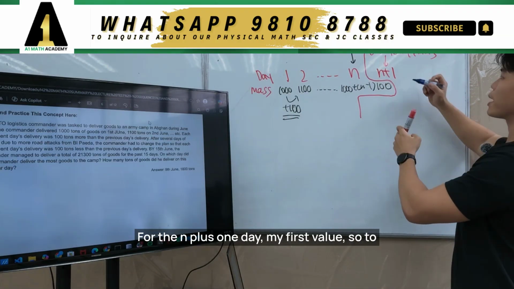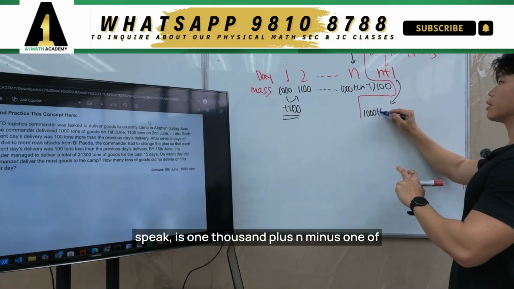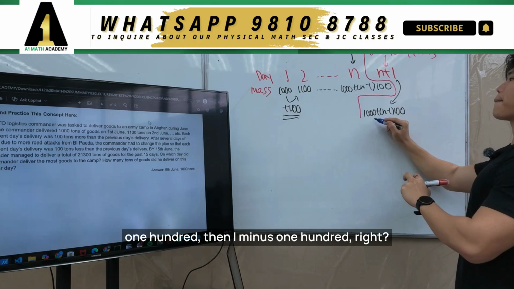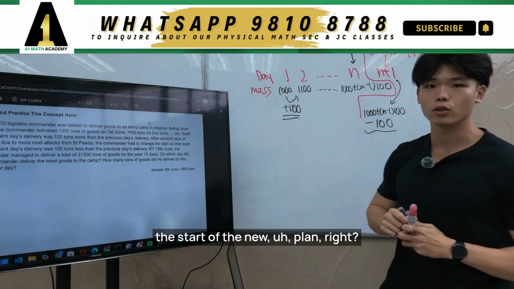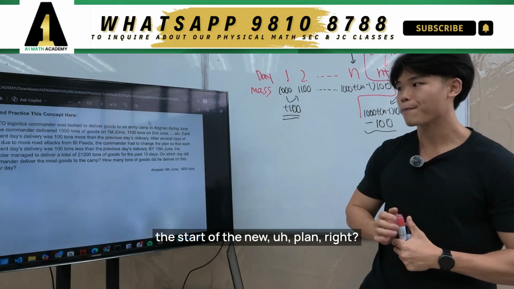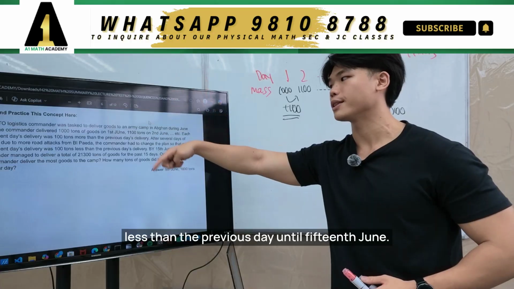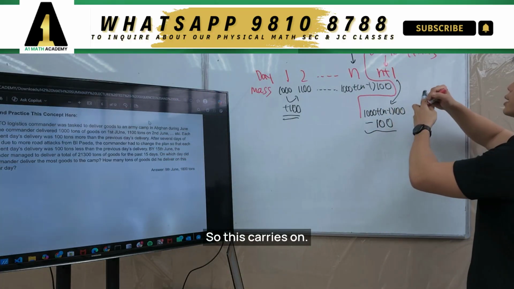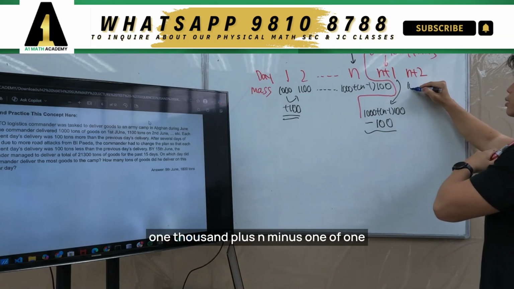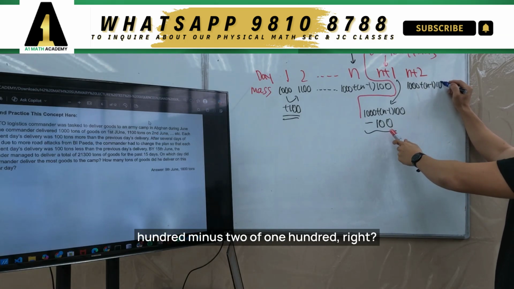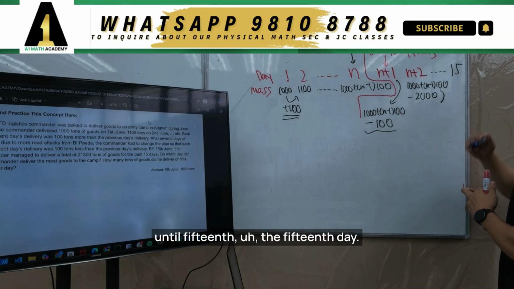For the n plus 1 day, my first value, so to speak, is 1000 plus n minus 1 of 100. Then I minus 100, right? This minus 100 is because it's the start of the new plan. And then all the way, it's 100 tons less than the previous day until 15 June. So this carries on. For the n plus 2 day, I would have 1000 plus n minus 1 of 100 minus 2 of 100, and this carries on all the way until the 15th day.